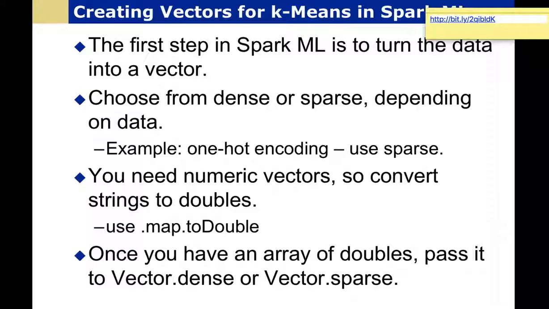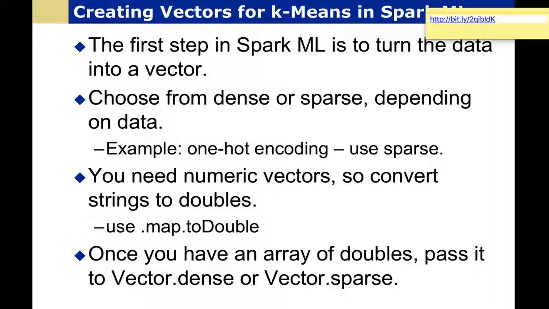Now, as we said before, the first step in Spark ML is to turn the data into a vector. So we choose from either dense or sparse depending on our data. For example, if we have one hot encoding, we would probably use sparse. And we have to use numeric vectors.